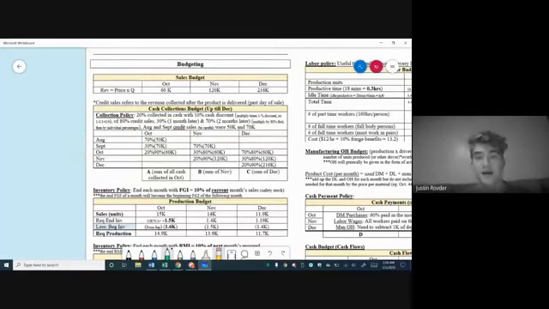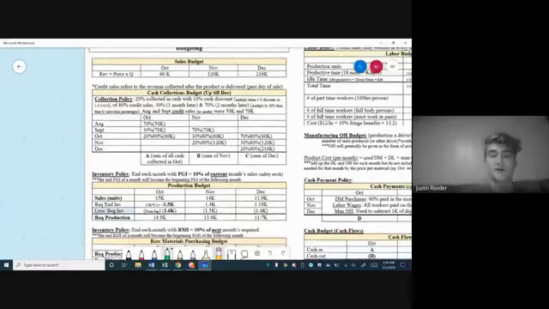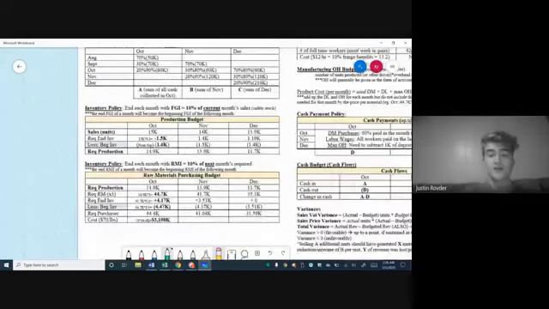I would recommend going back into the question that I'll be doing, pull it up in another tab, and then try working through that cash collections budget. But this next part is the production budget.